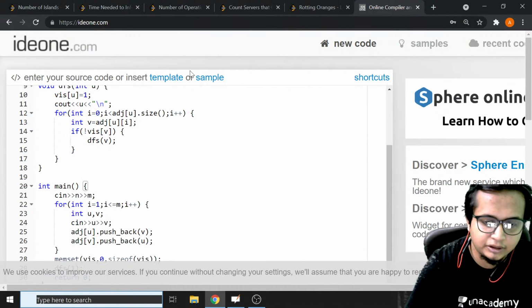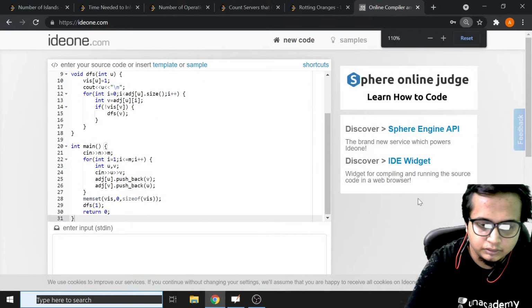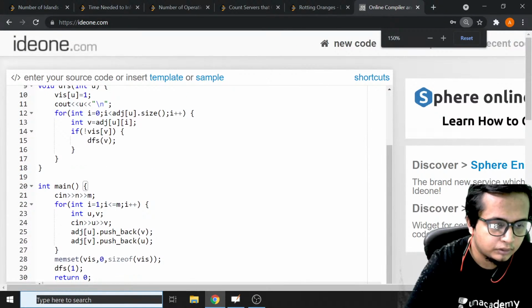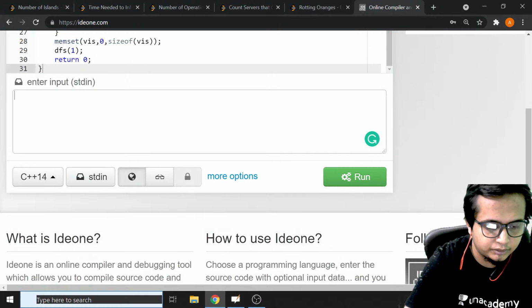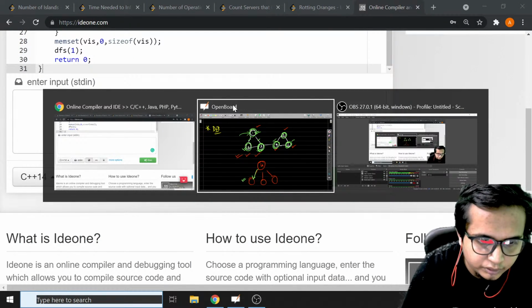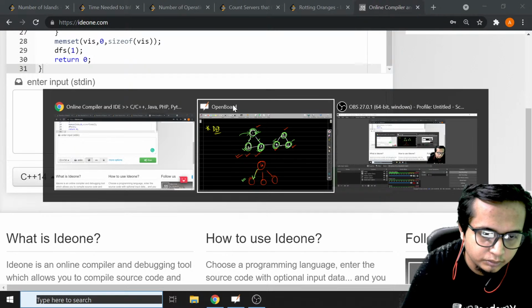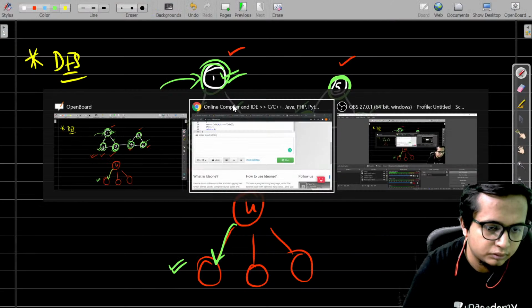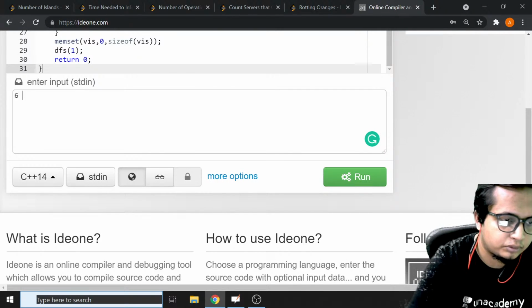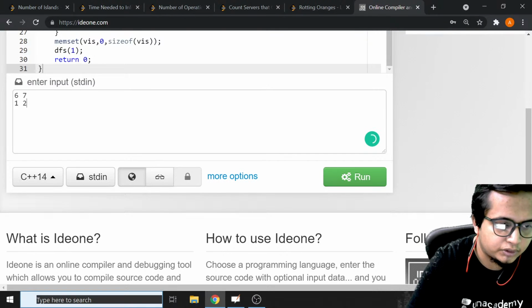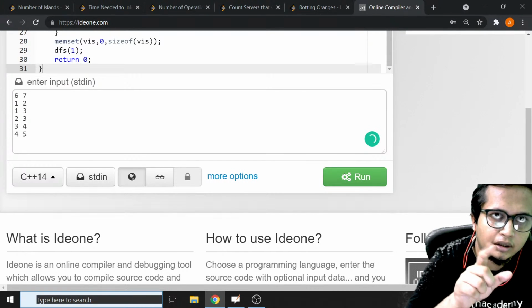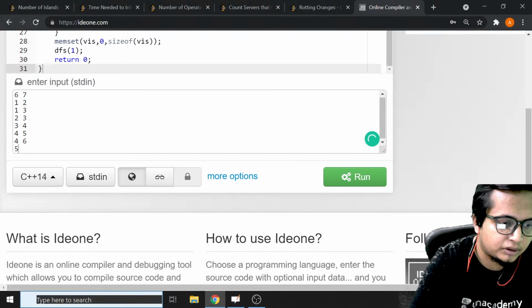Okay, let me just run it on the same example as well. Let me check quickly. We had 6 nodes, and I think 7 edges there were. One was connected to 2, one was connected to 3, and 2 was connected to 3, 3 was connected to 4, 4 was connected to 5, and 4 was connected to 6 and 5 was connected to 6.